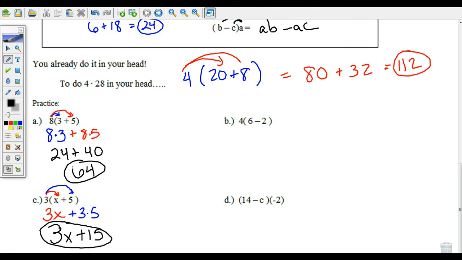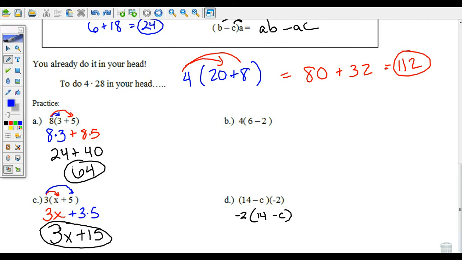Go ahead and try B, and see if you can do D too. It's a little bit more difficult, but go ahead and give it a try and we'll go over it. If you want to, you can think about it as -2 in front instead, and then 14 minus C if you like. So push pause and give that a try.